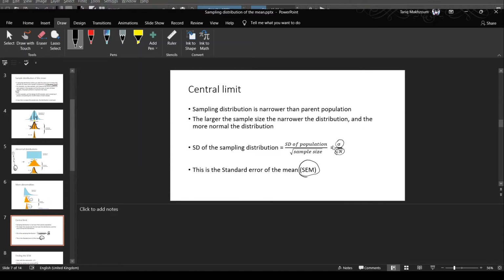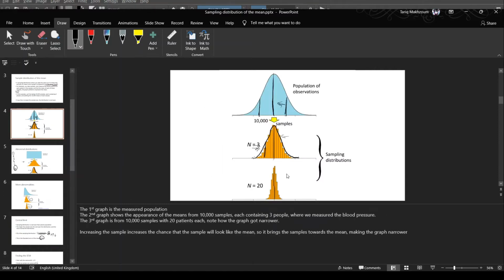And the reason you divide it by the sample size is that the bigger the sample, the narrower the distribution, okay? And so the smaller the standard error of the mean is going to be. Okay, sorry, standard error of the mean is going to be smaller. Right, so you'll notice that for a sample size of 20, the graph is much narrower. The standard error of the mean is going to be narrower.